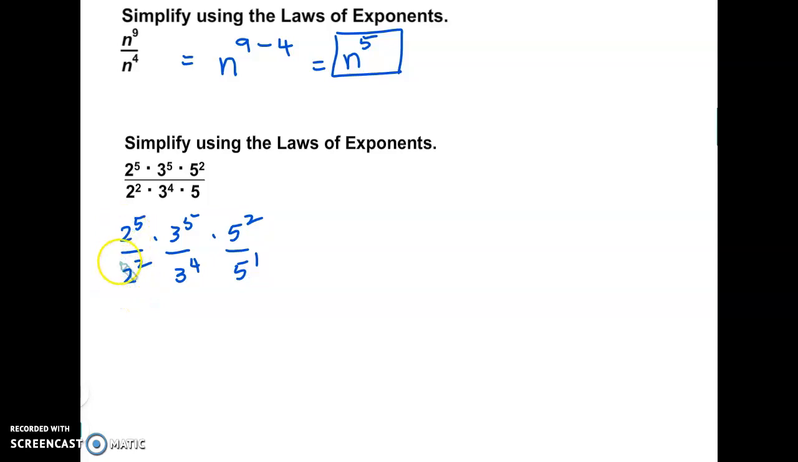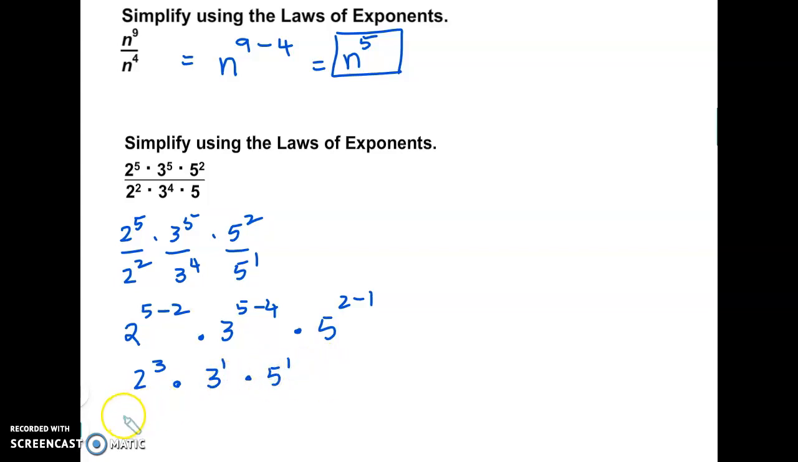I can apply the formula since I have the same base up here. So I'll keep the base, which is 2, subtract the exponents, 5 take away 2, and keep the base 3, 5 take away 4, and 5 exponent 2 take away 1. So I'm going to write this again: 2 to the 3rd exponent times 3 to the 1 exponent times 5 to the 1 exponent.